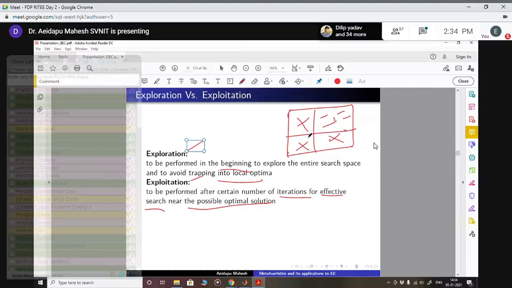The second thing is exploitation. If you do exploration too much, even though you reach here, you may not get the 100% global optimal solution, because you wasted so many iterations searching all the rooms instead of searching in the actual position where you could get a better solution. So the optimization process must be balanced between the exploration and exploitation process.